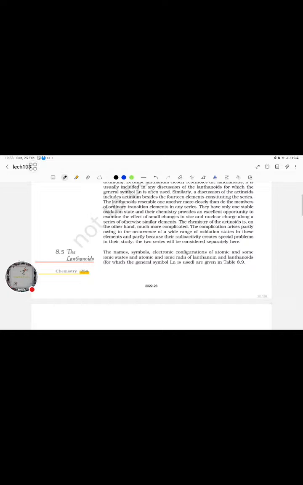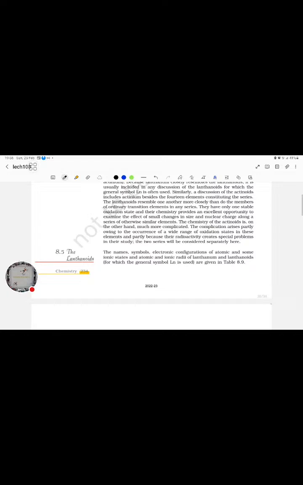அதாவது only one oxidation state தான் ஸ்டேபிளாக இருக்க போது, and it will be an excellent opportunity for us to examine the effect of small changes in size. அதாவது சின்ன சின்ன சேஞ்ச் இன் சைஸ் அண்ட் நியூக்ளியர் சார்ஜ்னால வாட் வில் பி த எஃபெக்ட் அப்படின்றத பற்றி இந்த பர்டிகுலர் சீரீஸ் படிக்கிற மூலியமாக தெரிஞ்சுக்க முடியும். பிகாஸ் that's how the series actually is.